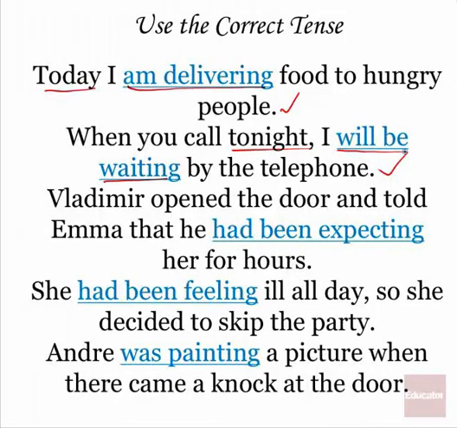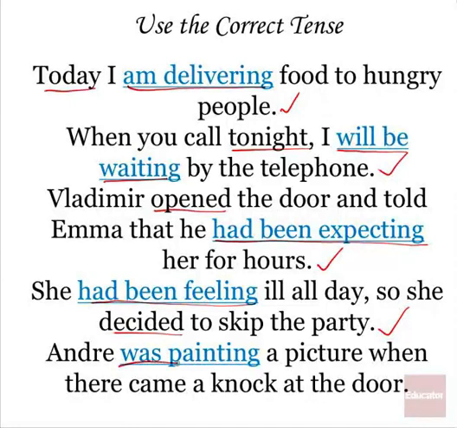Vladimir opened the door and told Emma that he had been expecting her for hours. Again, your clue here is opened the door. Opening took place in the past, therefore the expecting predated it and was ongoing. Had been expecting, past perfect progressive. She had been feeling ill all day, so she decided, there's your clue, to skip the party. We're in the past of the past and describing an ongoing event, so past perfect progressive.